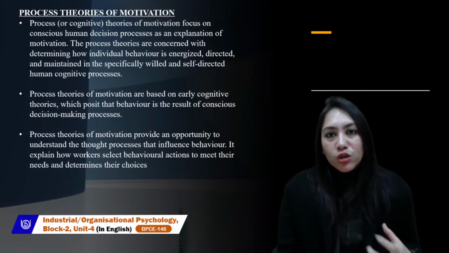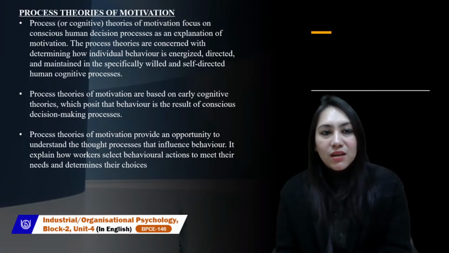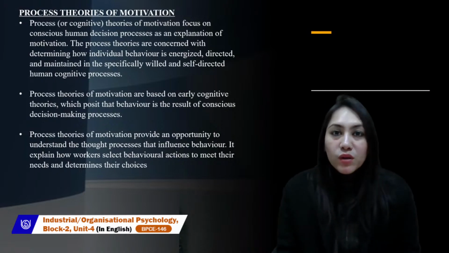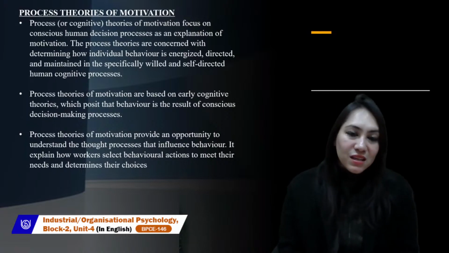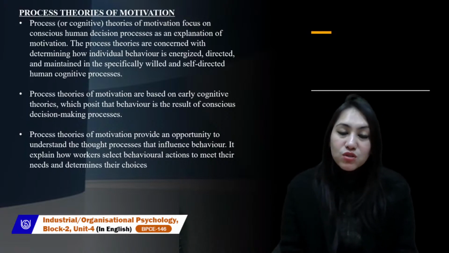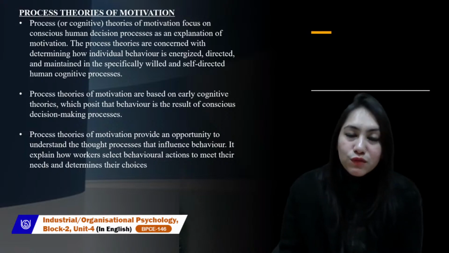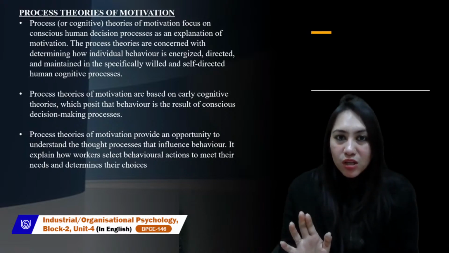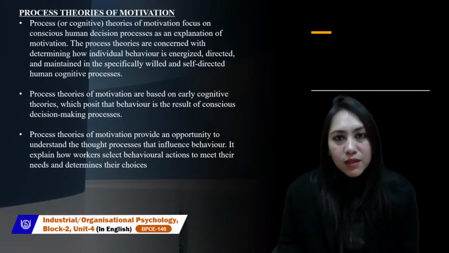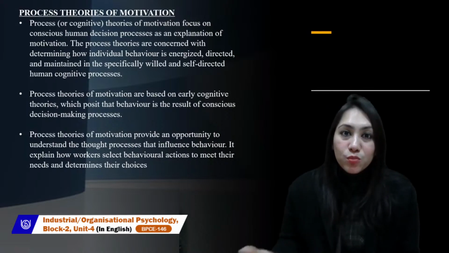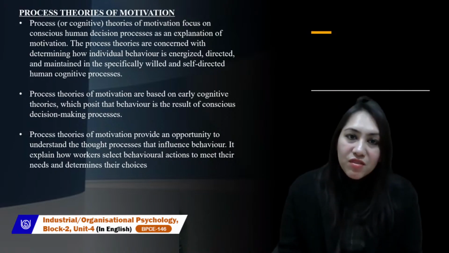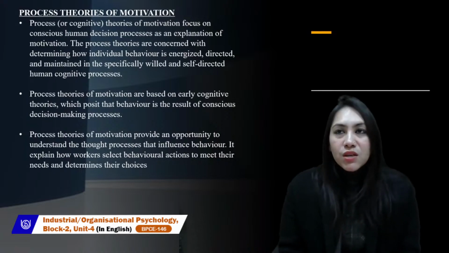Here we are talking about what we focus on while doing a task, what kind of decisions, what kind of goal achievements, what kind of analysis, reasoning, and thinking you are doing. Process theories of motivation are based on early theories of cognition, as I said. We are looking at cognition here: how you are thinking, what you are thinking, and how well you are problem solving, deciding, and reasoning, which posit that behavior is a result of a conscious decision-making process, which is very true.